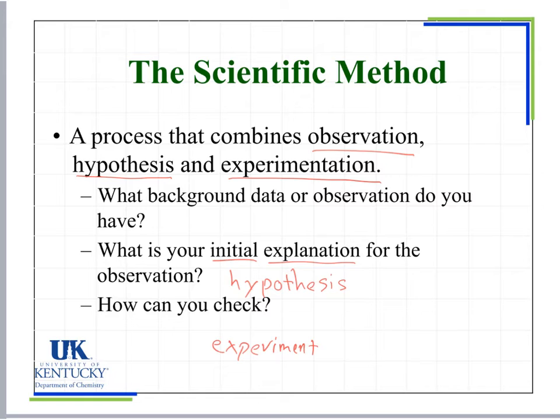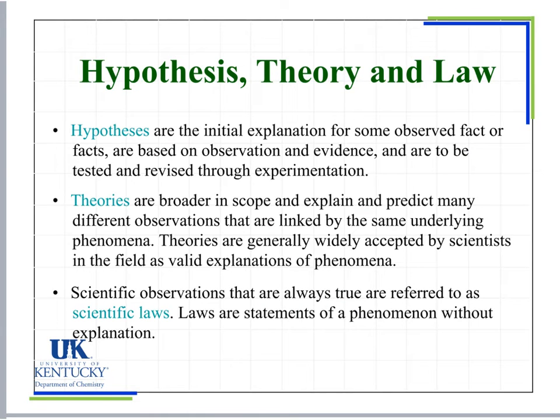And if your experiment supports your hypothesis, that's going to move forward and become a theory. And we're going to talk more about this. So hypothesis, theory, and law. What is a hypothesis? As we said, a hypothesis is the initial explanation. That's whatever initial explanation comes to mind with the background data and knowledge that you have. You come up with an explanation of the observed fact, and that's your hypothesis.